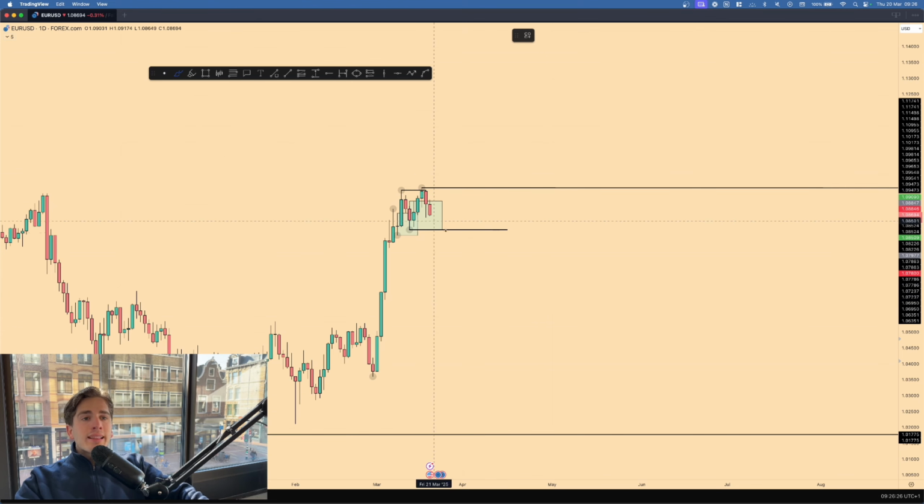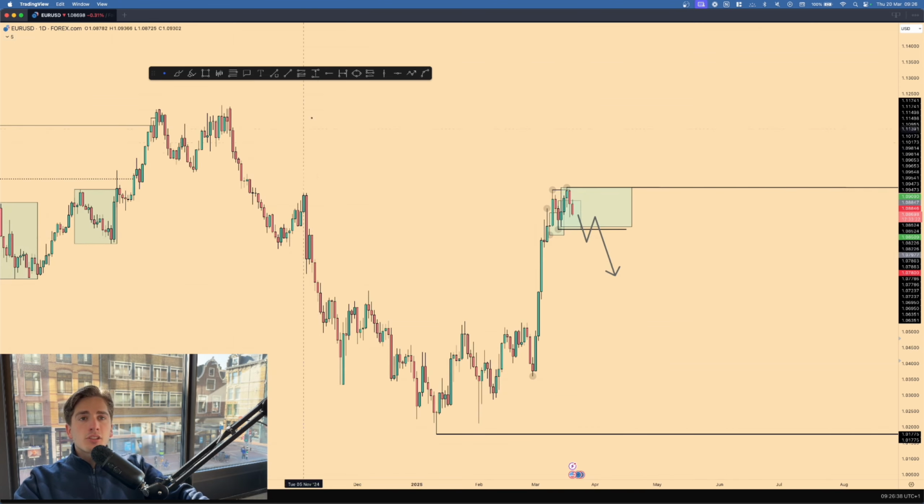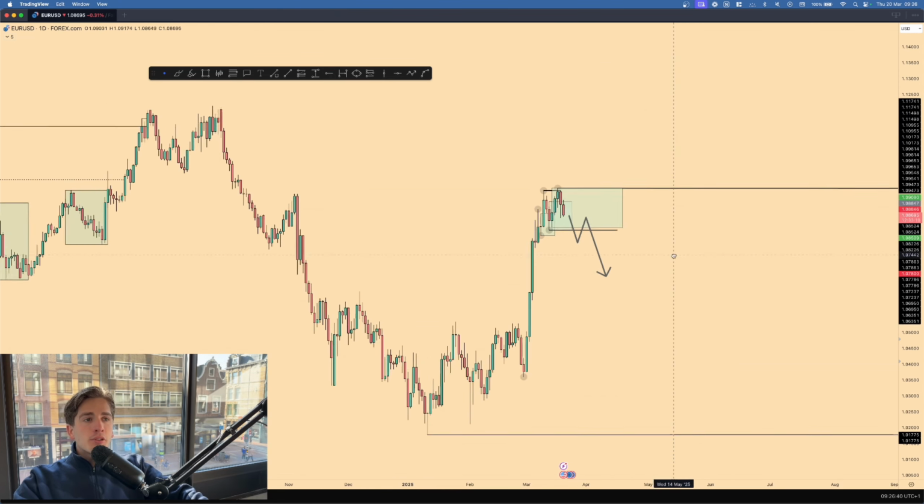Now, if we break that fractal low over here, the black line, then we will form an area of supply on the overall buy before the sell, and that for me will be the sign to look for a potential further EURUSD correction in towards the downside. Okay, guys, so that is currently still the game plan for EURUSD overall.